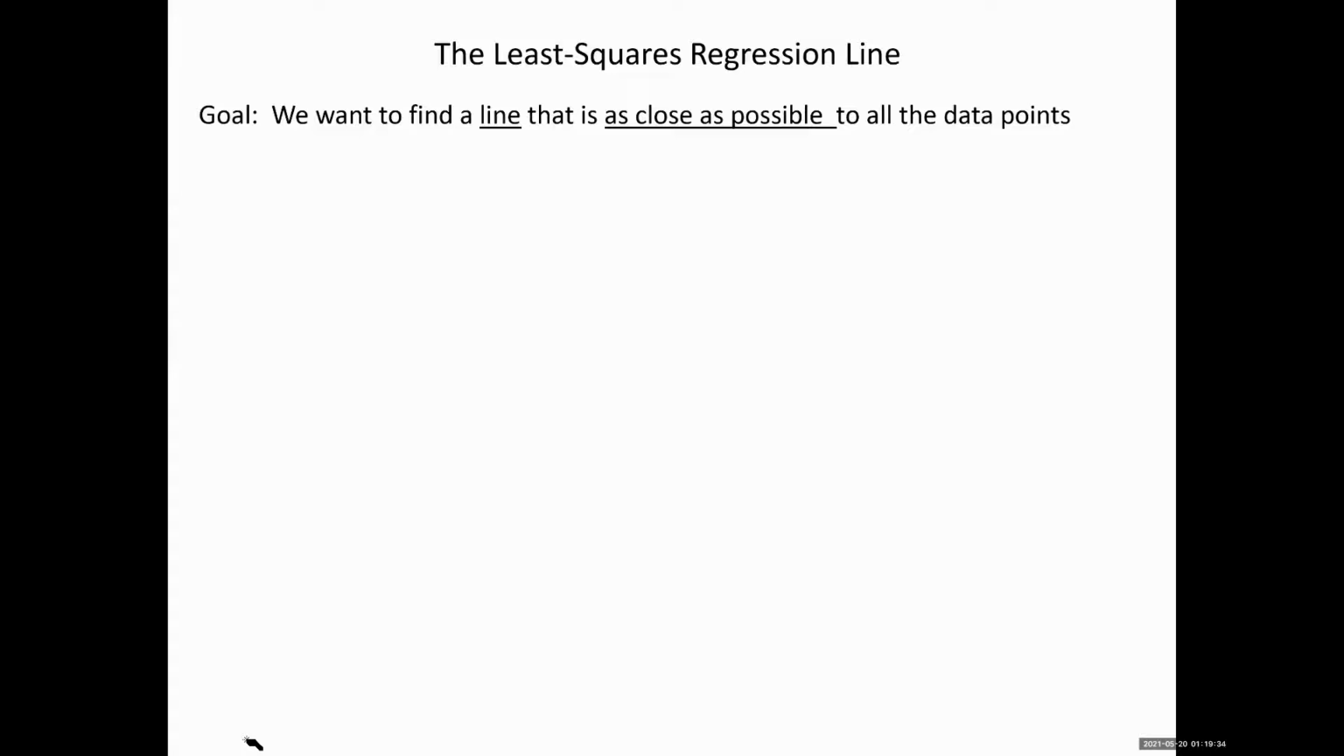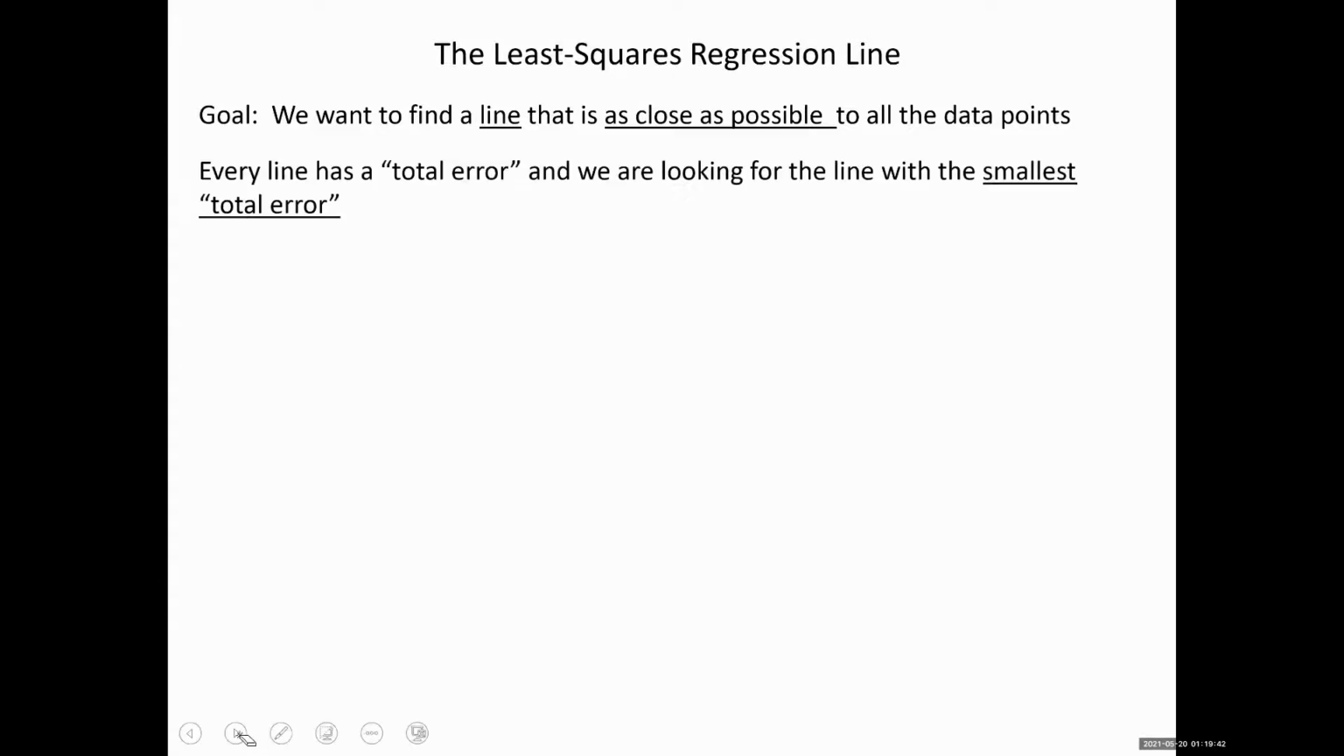But if you can't draw a line that hits every point, we're looking for a line that's as close as possible to all the points. I want to talk about what that means. So once you have your scatter plot, any line you draw has a total error, and we're looking for the line with the smallest total error.